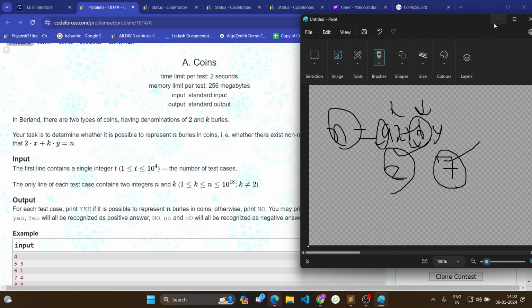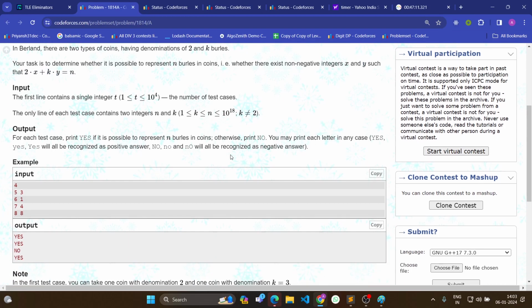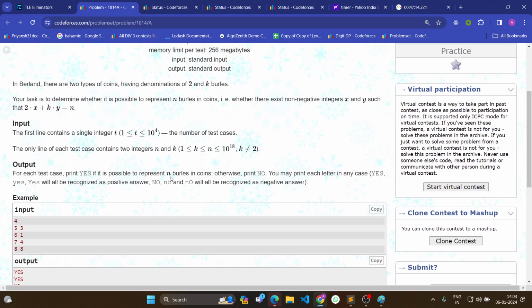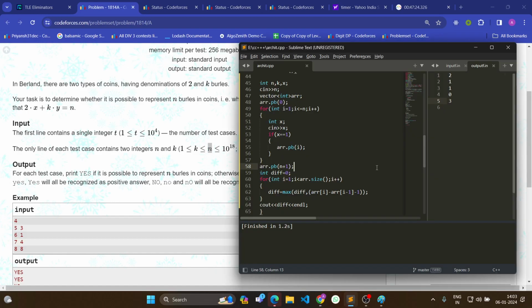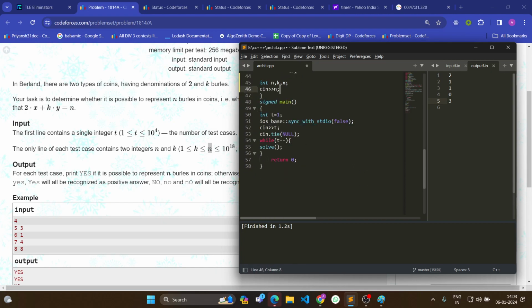So if n is even, the answer is always true, because x and y are non-negative, so x can be completely 0. And if n is 1, then it is never possible, provided k is not 1. So if k is 1, the answer is always true. Otherwise, they must be co-primes for that to happen, in n and in k.